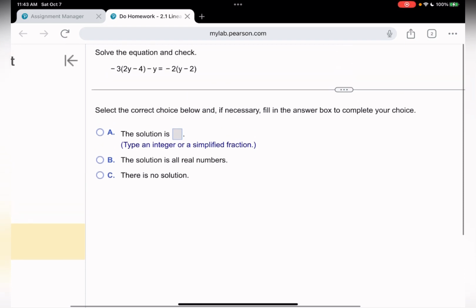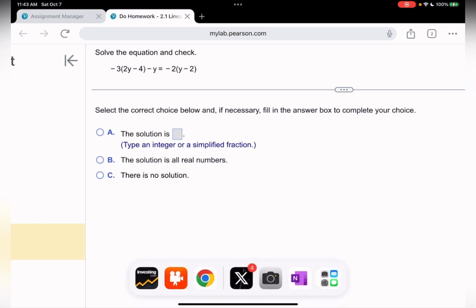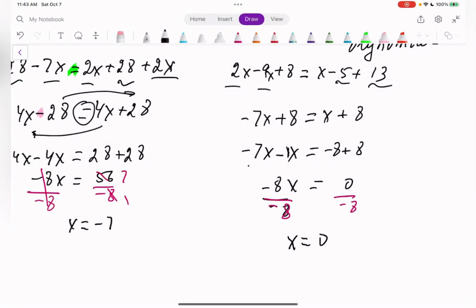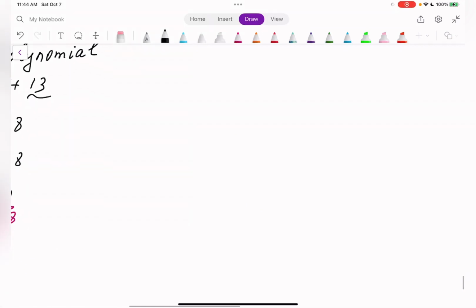Next question, what do we have? Let me take a picture again. Okay, let's solve this one. Negative 3 times (2y minus 4) minus y equals negative 2y minus 2.